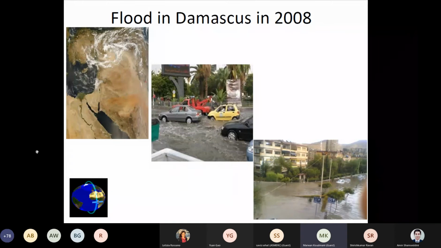Also, we had a flood in Damascus in 2008. We can see the clouds coming from the west to Damascus, and with intensive rainfall, we had a big flood in Damascus city.